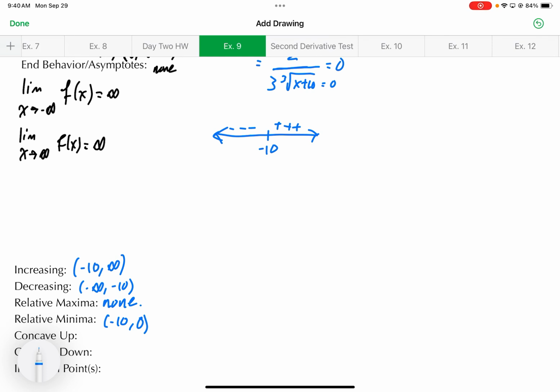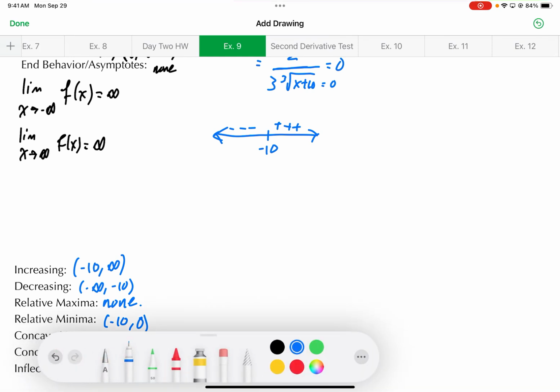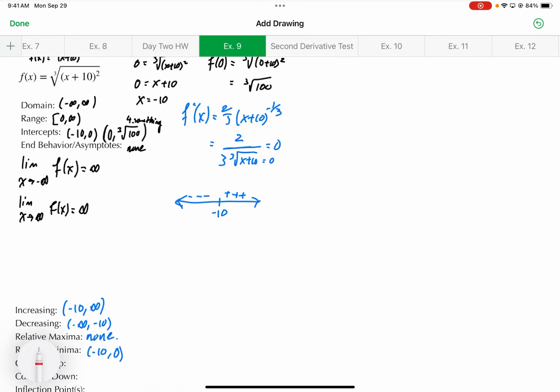It is a sharp turn. Yeah. But we'll look at why that's the case. Okay? All right. Concavity, we got to do second derivative. So I'll circle back to that point here in a minute. Let's do second derivative from right over here.